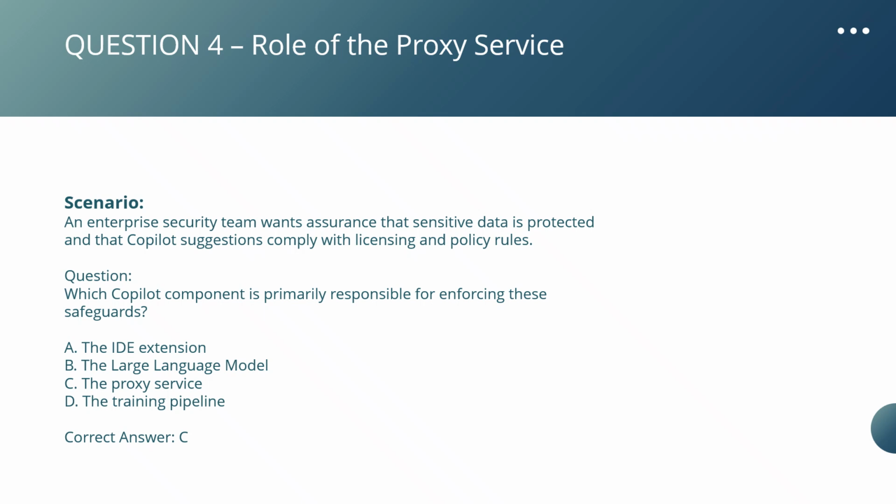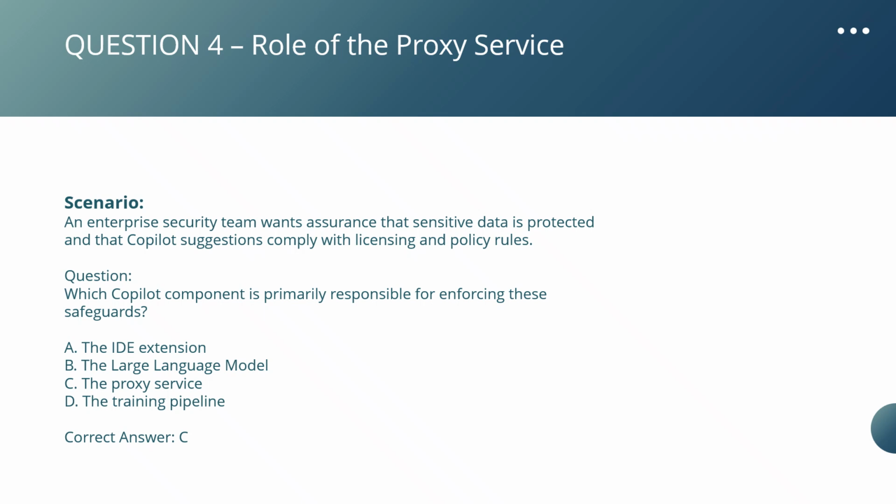Question 4: role of the proxy service. Scenario: an enterprise security team wants assurance that sensitive data is protected and that Copilot suggestions comply with licensing and policy rules. Question: which Copilot component is primarily responsible for enforcing these safeguards? A. The IDE extension. B. The large language model. C. The proxy service. D. The training pipeline.